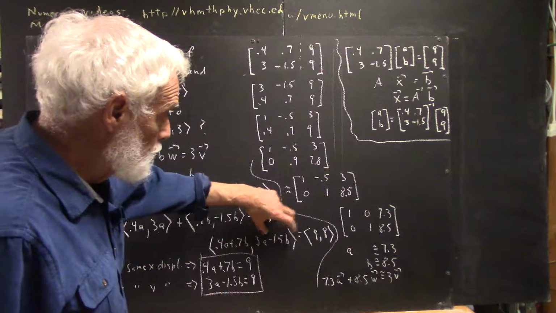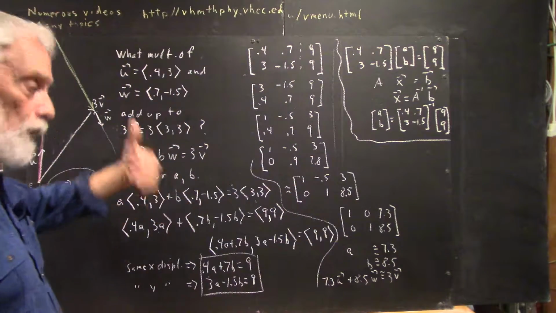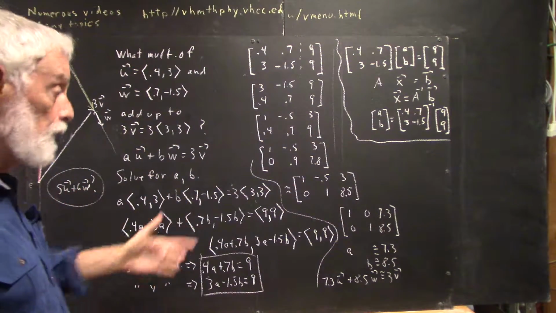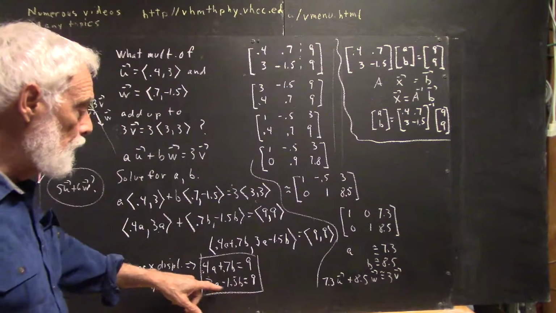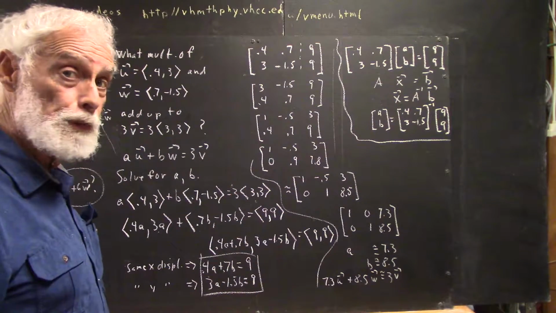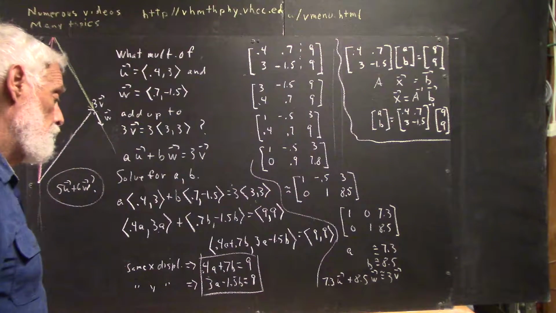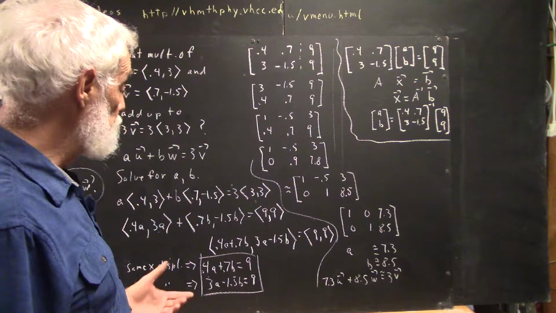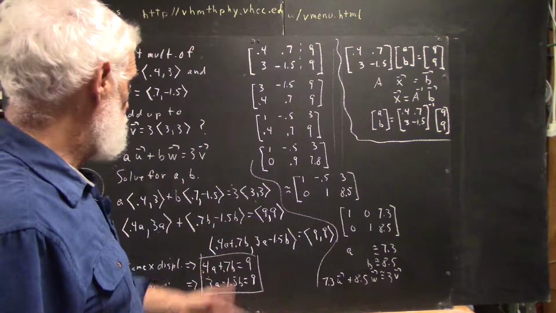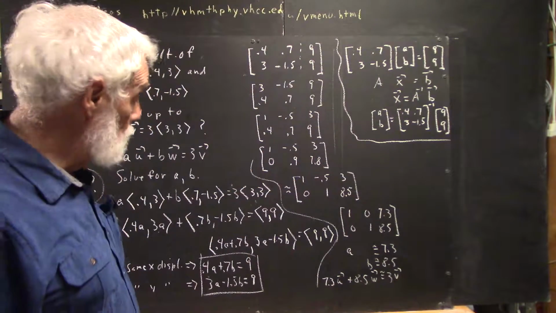And setting the y displacement equal to y displacement, because those displacements also have to be equal if the vectors are going to be equal, we have 3a minus 1.5b equals 9. That's a set of simultaneous equations in a and b. We can solve that in either of two ways.